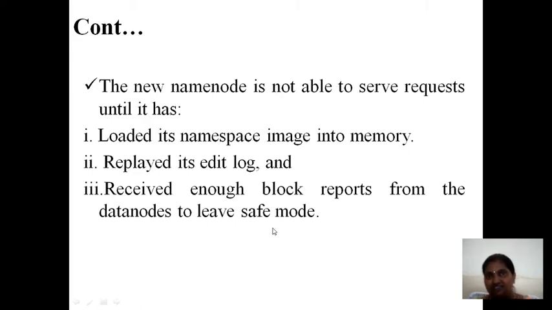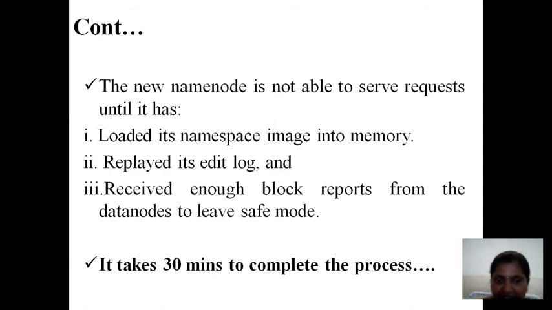So what about the transactions done by the data nodes up to the problem with the primary name node? The updates are available at the data nodes themselves. We have to get the updates from the data node, and those updates have to be applied to the namespace itself, the new namespace. Thereafter we can start our transactions, right? So it will take around 30 minutes.